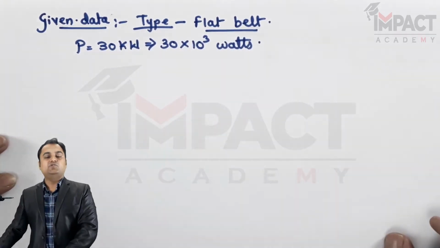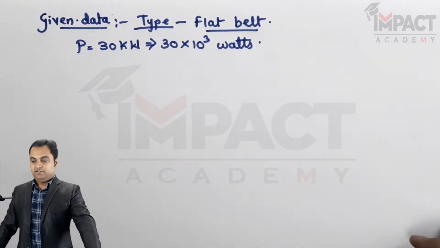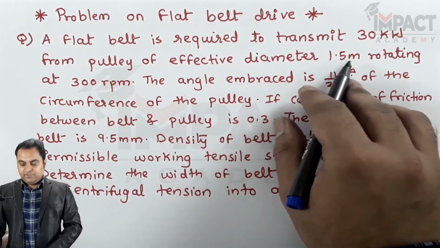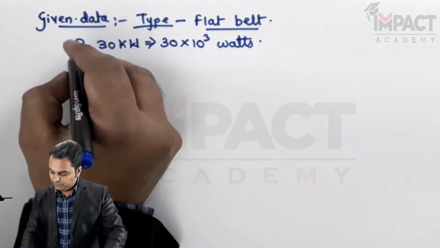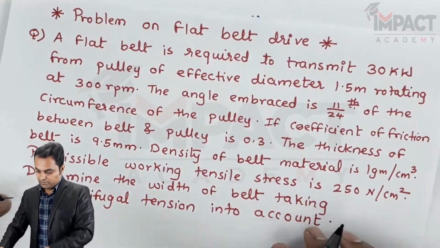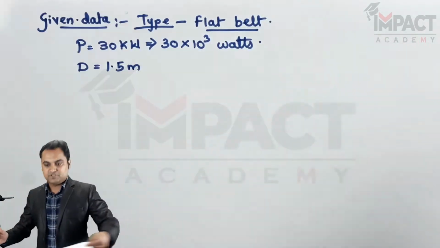So multiplying by 1000 to get in terms of watts. Next, from a pulley of effective diameter 1.5 meter, the diameter of the pulley is given. Then rotating at 300 rpm speed.